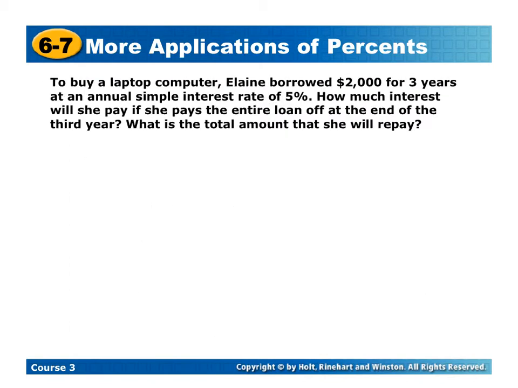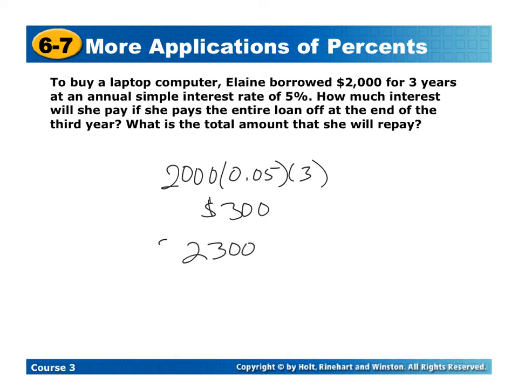So why don't you try this one on your own? So here, if Elaine is borrowing $2,000 for 3 years at a simple interest rate of 5%, we're going to multiply all those numbers. So 2,000 times 5% times 3. She's going to pay $300 in interest. And if she waits until the end of her third year, she will pay $2,300.